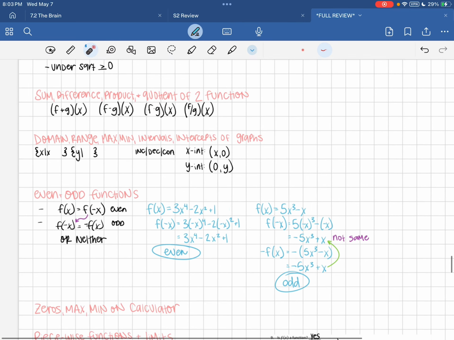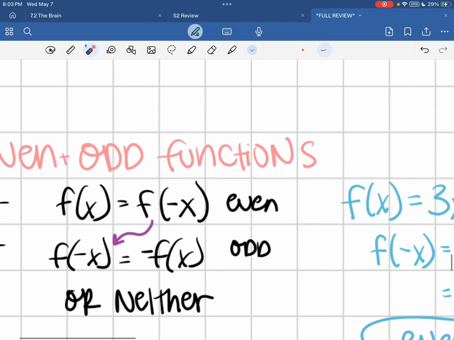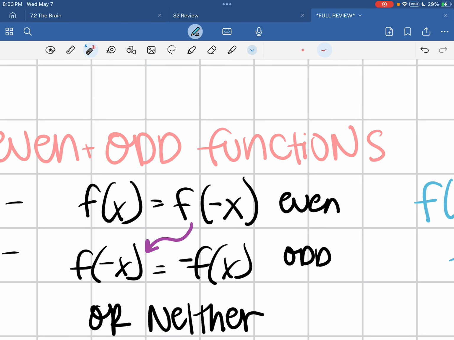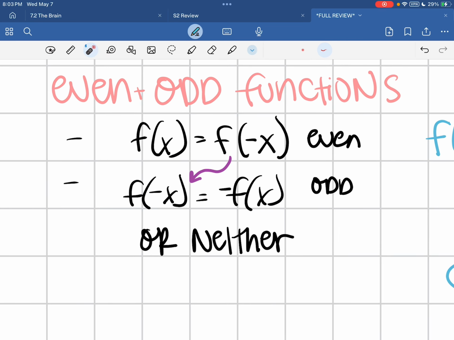Next was finding even and odd functions. So basically what you do is you take the function you're given, and you make all your x values negative. If those spit out the same answer, it's even. The way I think about it is if this negative doesn't even matter, it's an even function. But if it spits out something different, you make the whole function negative and see if that equals what you had previously gotten. If that doesn't spit out the same answer, the answer is neither.